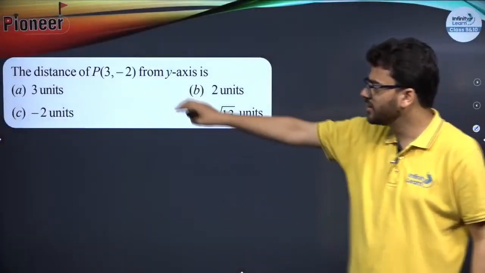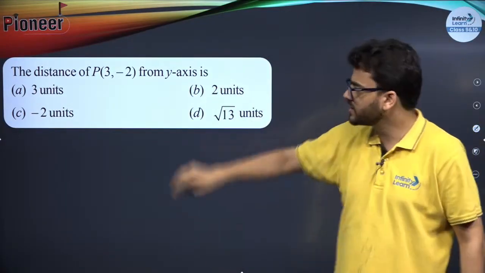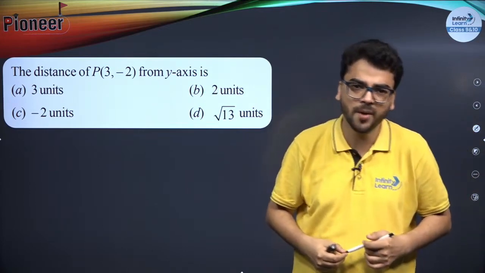Try doing this question. The distance of this point from the y-axis you have to find. You've got this point 3, minus 2. The coordinates of this point is 3, minus 2.